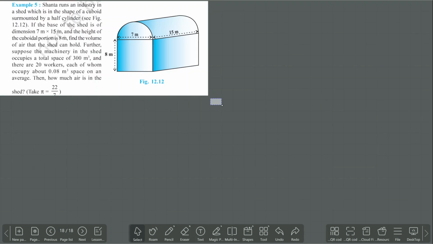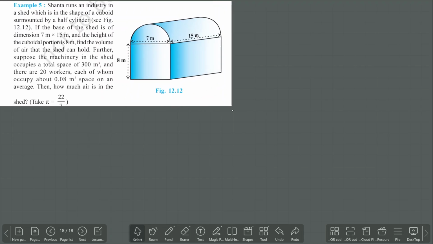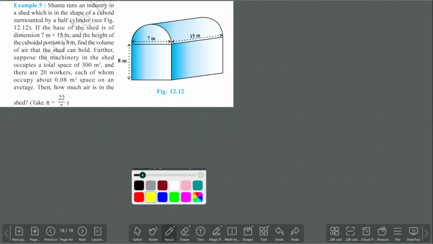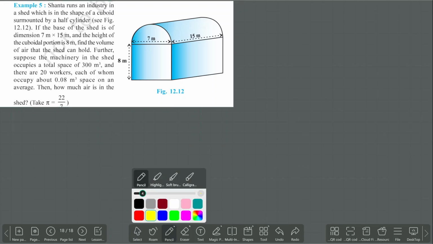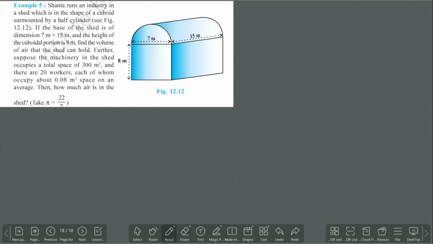See the question in your textbook, if it is not visible. See, children, here what they are telling: Santa runs the industry in a shed which is in the shape of a cuboid surmounted by a half cylinder. That is very important. The shed is in the shape of a cuboid, but a half cylinder is used for covering the top roof. Right.